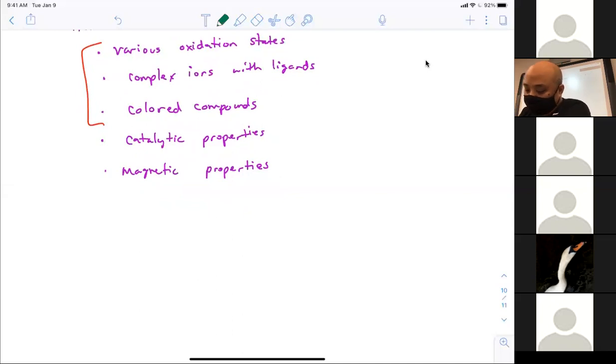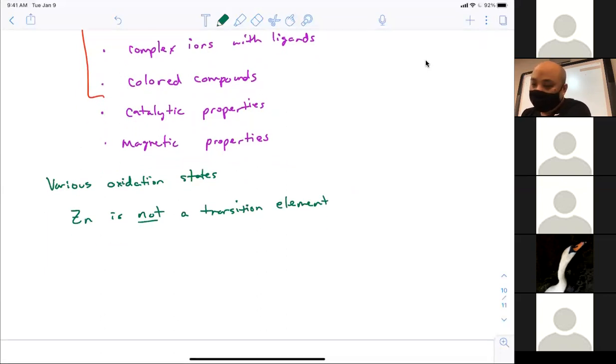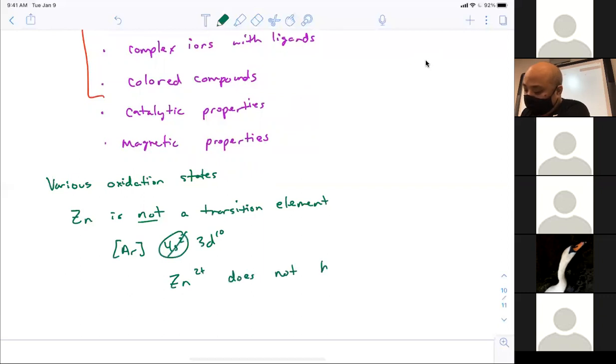So various oxidation states first. Zinc is not a transition element, because when you look at its configuration, Ar 4s2 3d10, when you lose these electrons and it becomes Zn2+, it does not have an incomplete d sublevel.